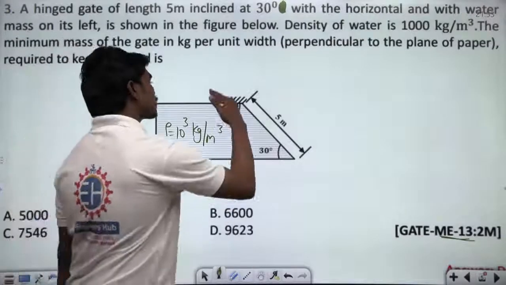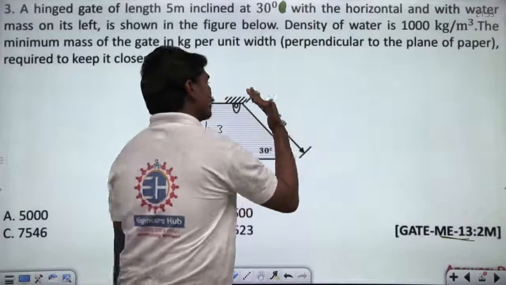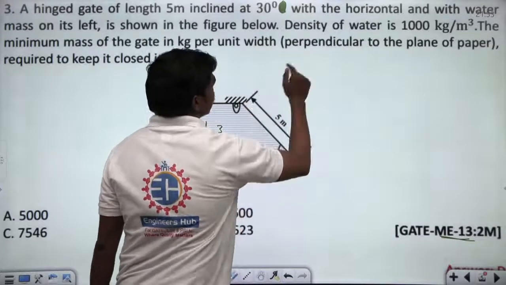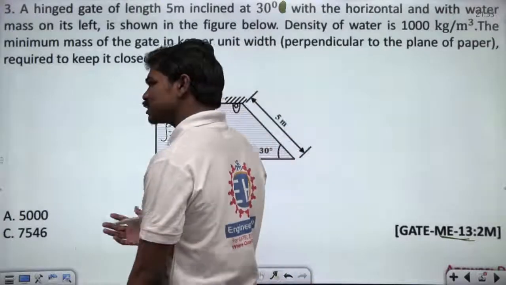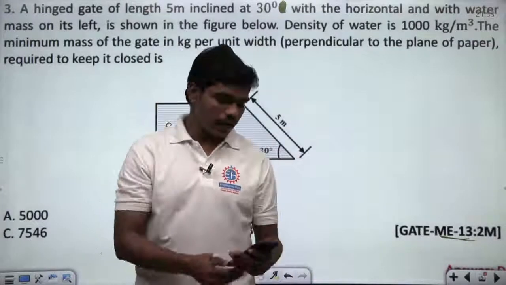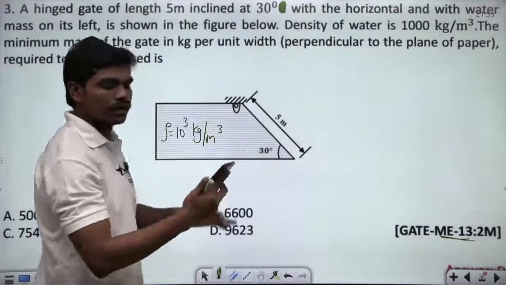paper. Okay, so basically if this is the gate, this gate has some width which is equal to the length of my palm. So definitely if this is the gate, then per unit width perpendicular to the plane of paper, what is the mass of this gate? It's obvious, because whenever there is some gate and if the fluid is located at this point, then definitely yes. So you are understanding the things.